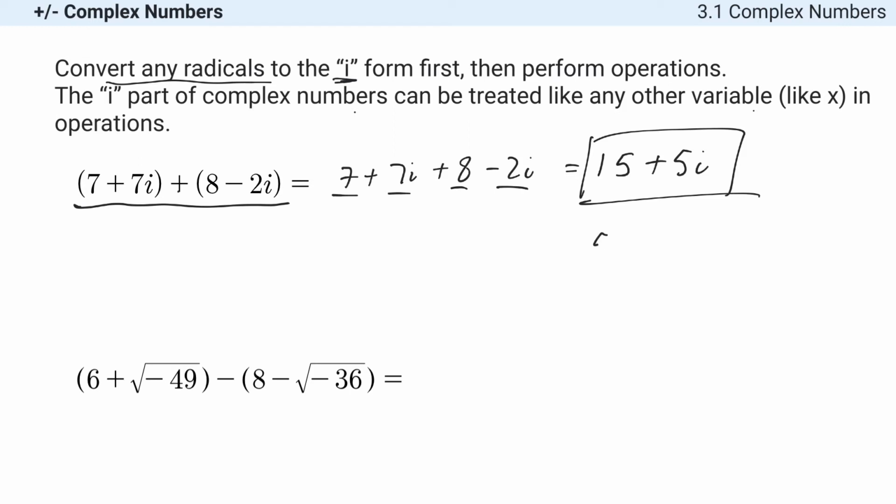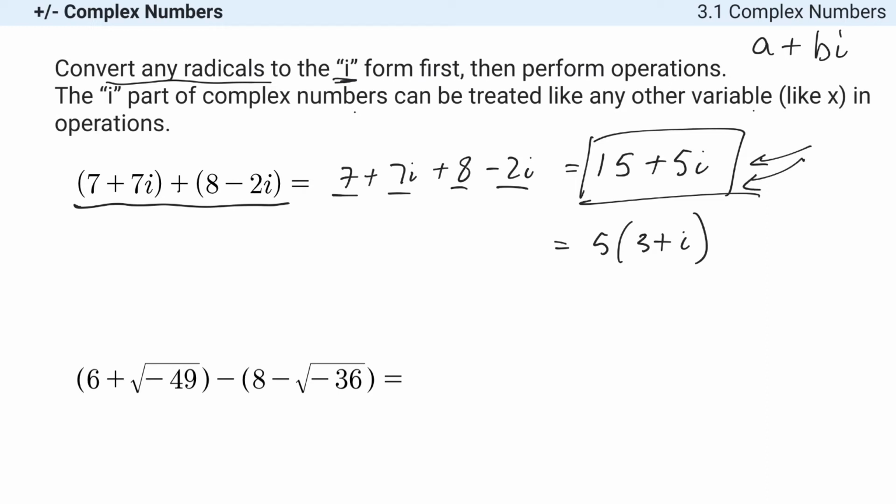Some people say, well, you could factor a 5 out. And that's true. That would be another way of expressing it. But typically, whenever we're writing a complex number, we want to write it in the form a plus bi. And so they're both the same, but this first one is the proper way to do it.